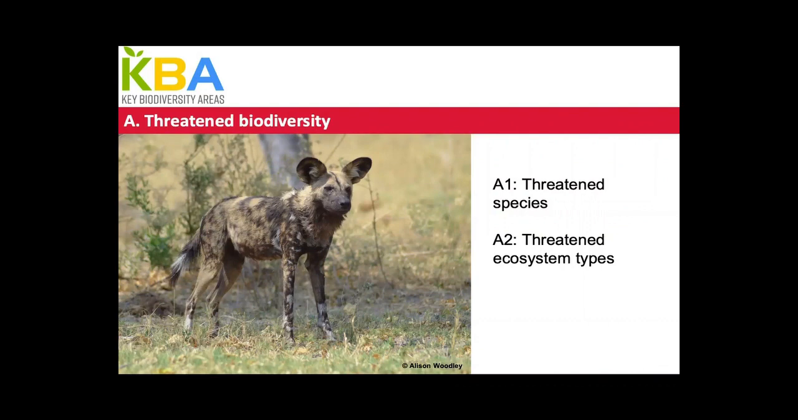Sites triggering criterion A are important for globally threatened biodiversity. They hold a significant proportion of the global population of a species at risk of extinction, or a significant proportion of an ecosystem type at risk of collapse. I'm going to come back to the definition of significant in a few minutes. But you'll see here straight away with criterion A that we're looking at both threatened species and threatened ecosystem types.